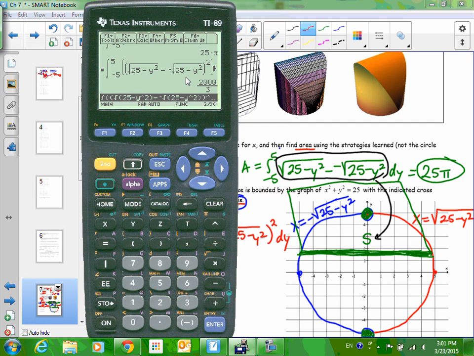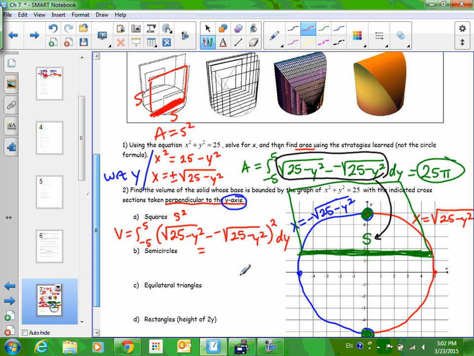So the good thing is we do not have to integrate this stuff by hand. The bad thing is you can mess up with your calculator, so you got to be careful with that. All right. Say that again.